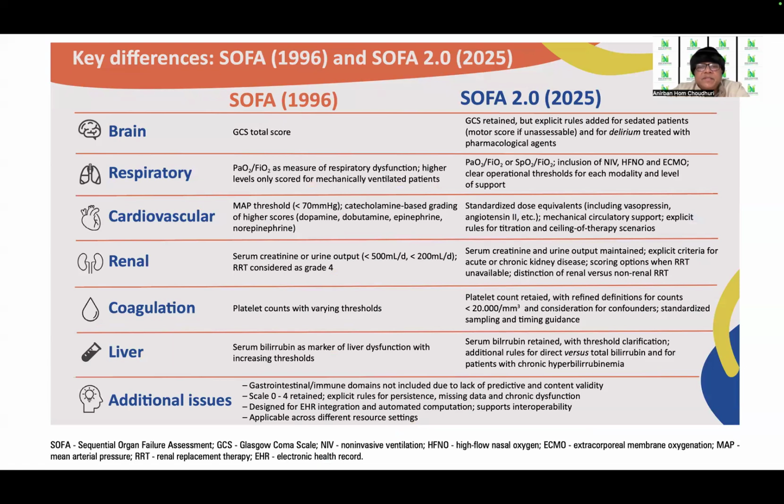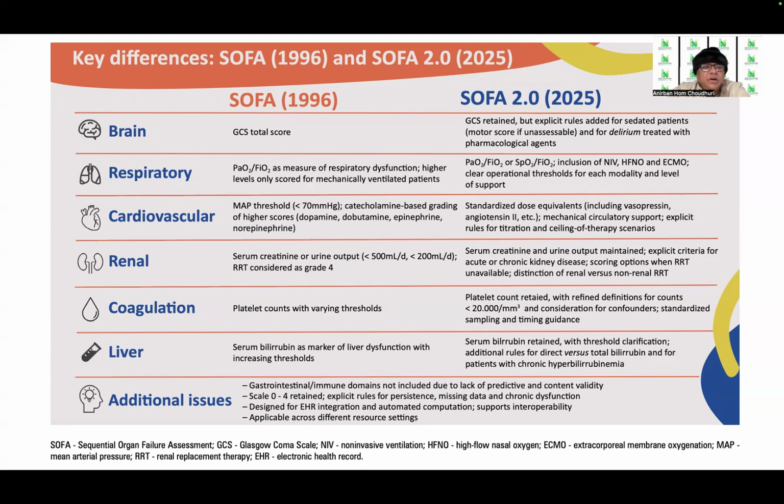But the most important is what the key differences in the scores are in terms of the organ system, and how it can affect our clinical practice. Now, in the brain, according to the original SOFA, only the GCS total score is taken into consideration. In the revised SOFA 2 score, the GCS is retained, no doubt, but explicit rules are added for sedated patients, like motor score if inaccessible, and for delirium treated with pharmacological agents. So that makes it closer to reality.